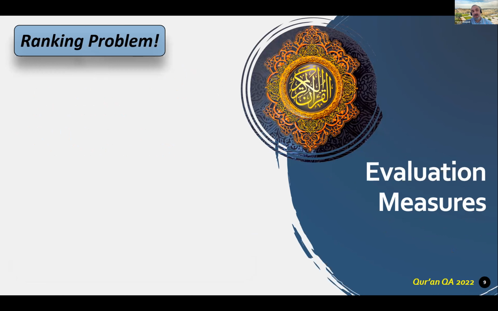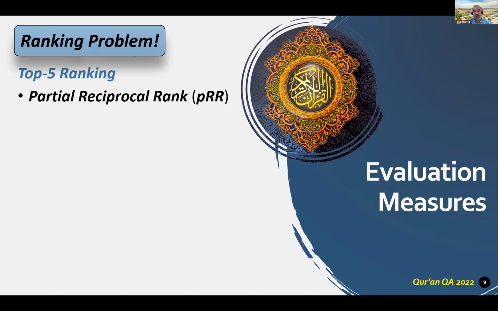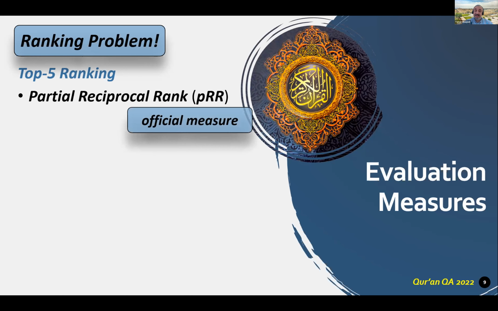We perceived the problem as a ranking problem, so we use two types of evaluation measures. The first one evaluates the top 5 ranked answers with a measure called partial reciprocal rank, which is an extension of the commonly used reciprocal rank measure. It allows partial matching of answers, because if we just used exact match, that would be really harsh to systems that can get partial answers. Of course, PRR also considers the ranking of the answers. That was the official measure in the task.